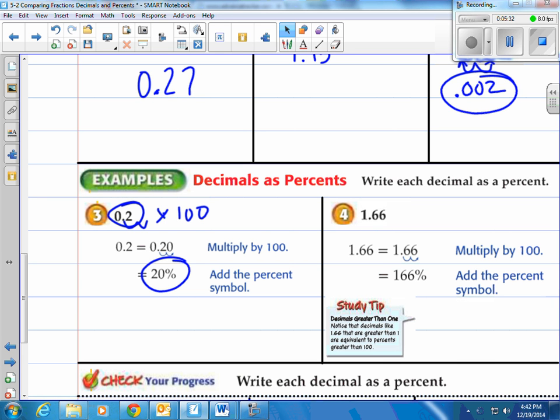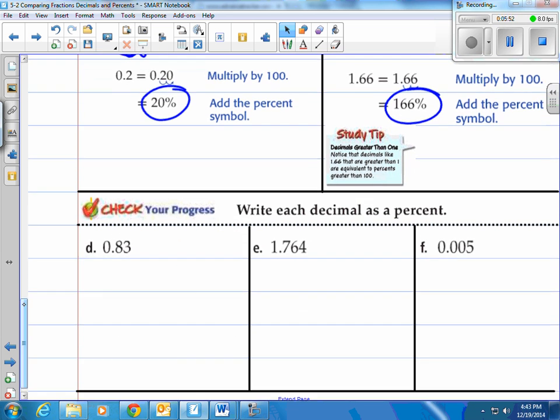Study tip here says, notice that decimals like 1.66 that are greater than 1 are equivalent to percents greater than 100. Meaning anything that you have above 1, you'll get a percent that's greater than 100. And notice we did. It's 166%. Again, it's just moving the decimal either left or right and adding or subtracting a percent sign.